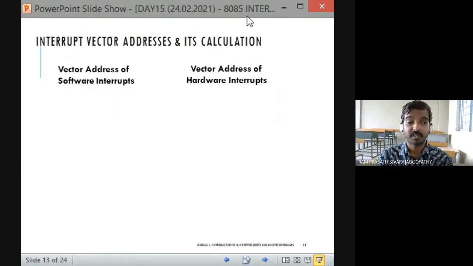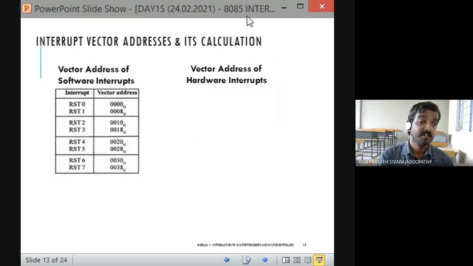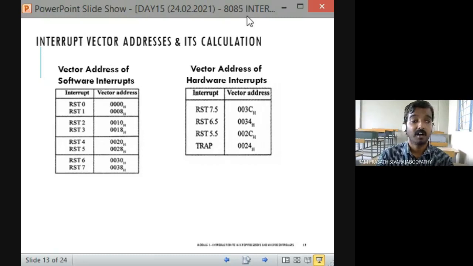So, the vector addresses of software interrupts and hardware interrupts. This is the vector address of software interrupts and this is the vector address of hardware interrupts. Here one interrupt is missing in the case of hardware interrupts. Can you type it in the chat? See which hardware interrupt we have not listed here. Trap is there. Yes, very good Shivakumar. INTR is missing here. Why? We already discussed whether INTR is a vector or non-vector interrupt. Yes, it is non-vector. That means it doesn't have any vector address.